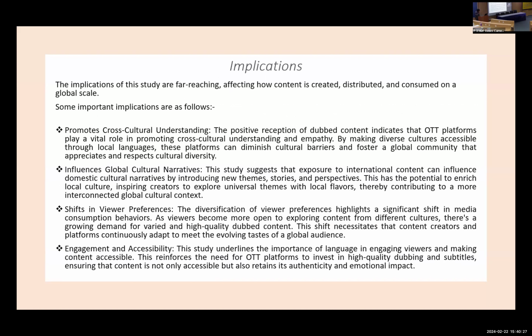So these are a few implications of this study. If the content is dubbed in the local language, it promotes cross-cultural understanding. It influences global cultural narratives, and may shift viewer preferences, and their engagement and accessibility will also improve.